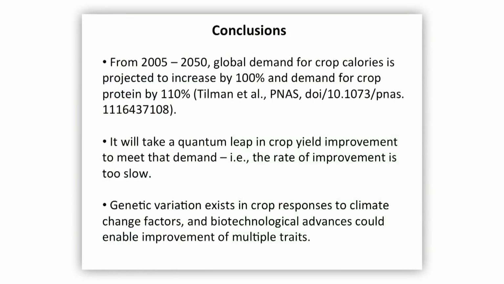From 2005 to 2050, the global demand for crop calories is projected to increase by 100%, and the demand for crop protein by 110%. Our major crops are currently gaining about 1% per year in yield, and that's not good enough. It's going to take a quantum leap off this steady increase to meet the future demand for calories. Genetic variation does exist in crop responses to climate change, and there are biotechnological advances that enable improvement of multiple traits in these crops.